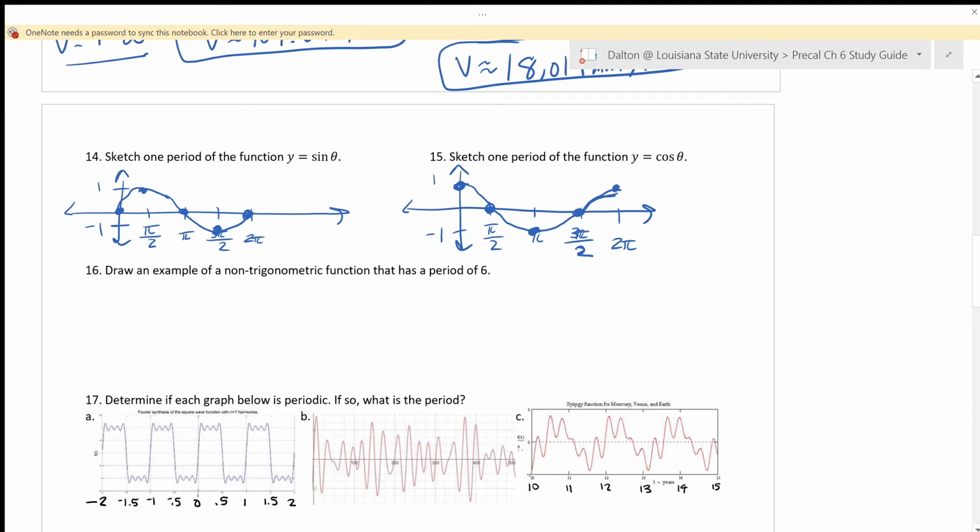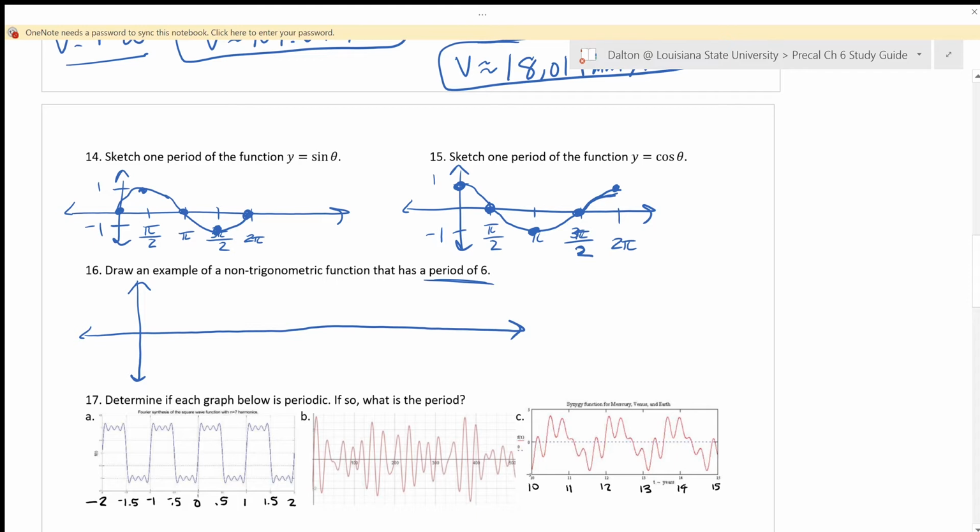Okay, number 16, draw an example of a non-trigonometric function that has a period of 6. So a period of 6 meaning it takes 6 counts, so to speak, for it to complete one cycle. When I say non-trigonometric, that means I just don't want you to use sine or cosine waves, or any other type of trig function, even though those periods are 2 pi. Okay, so a period of 6, here's what that means. You can literally draw any design if you want, any design.